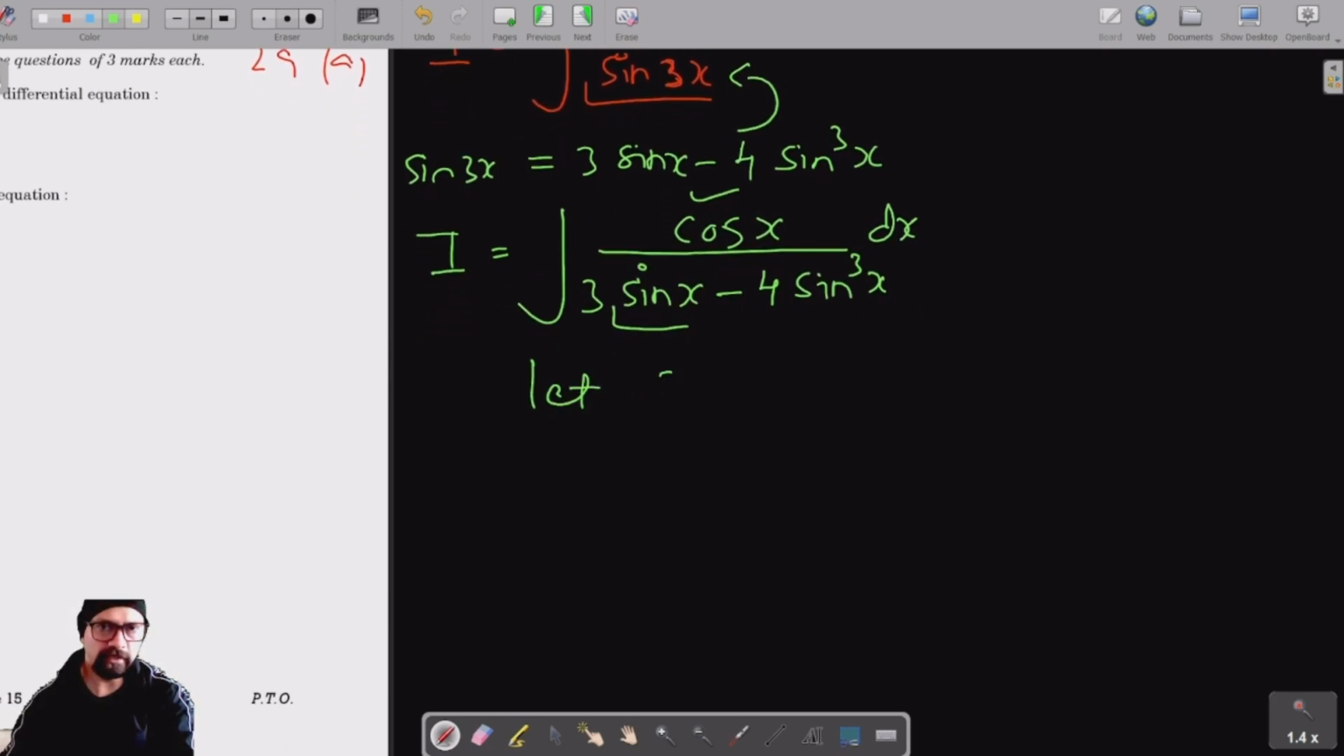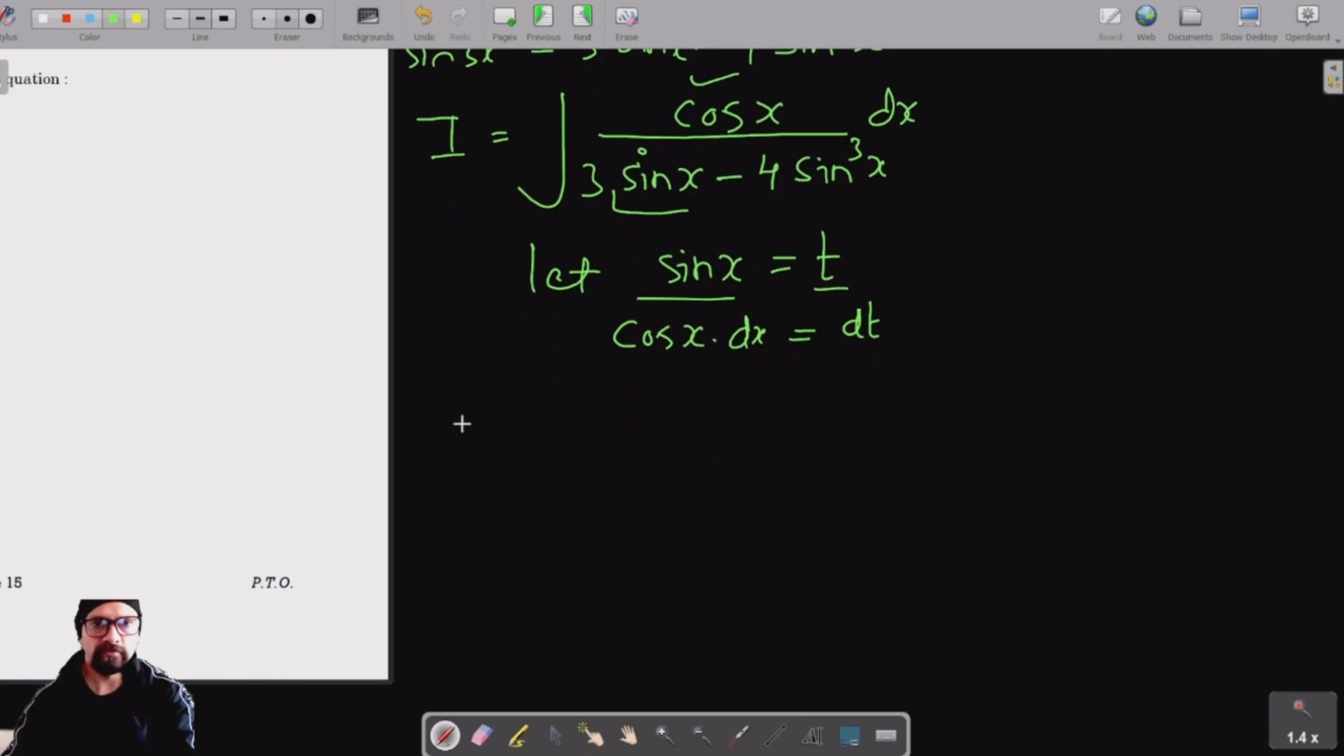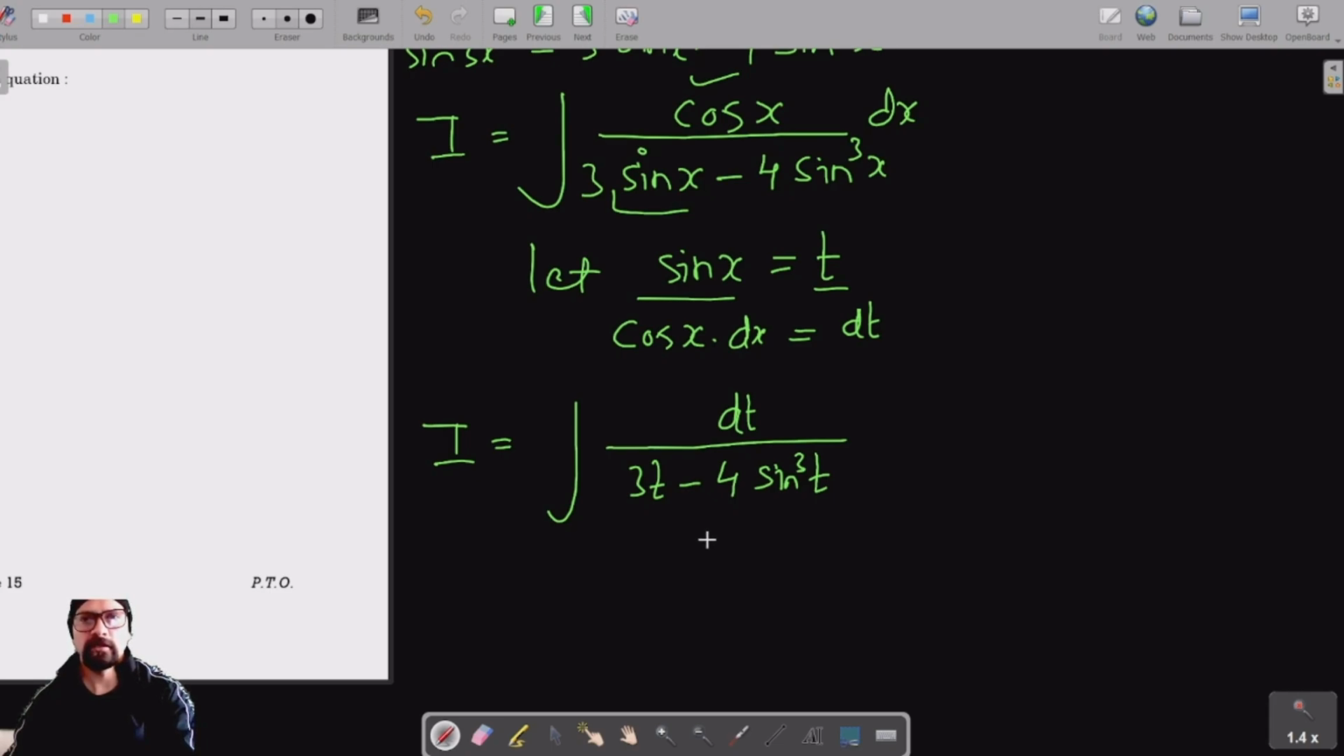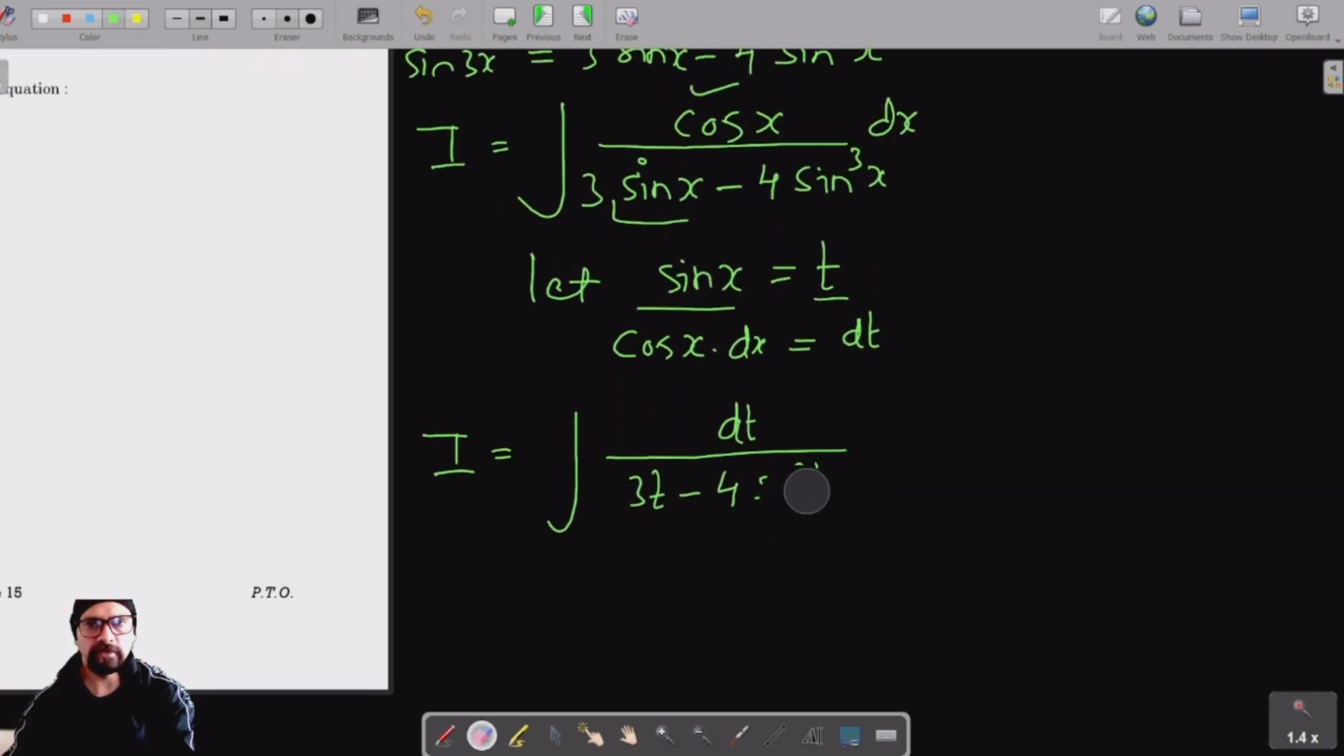So let's substitute sine x equal to t, and differentiation of sine x is cos x, so cos x dx is equal to dt. Let's make the substitution and get our integral in terms of t. So cos x into dx is dt, and in the denominator, 3 sine x is 3t minus 4 sine cube x, which is 4t cube, since sine is t.